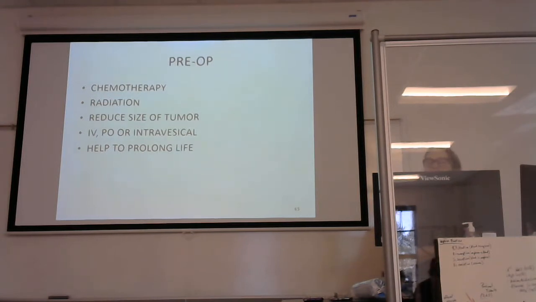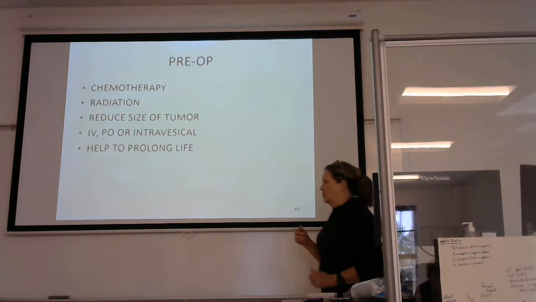Anytime you're giving a patient chemo, remember, we're looking for adverse reactions, bad outcomes. Their white counts drop. They're neutropenic. When it gets below 2,000, what do you do? Reverse isolation. So they're very prone to infection. They're at a high risk of infection at that point.